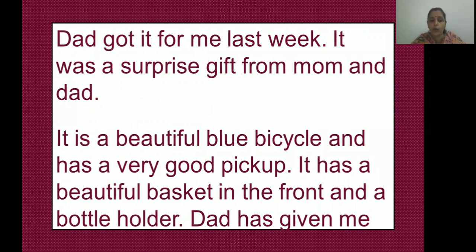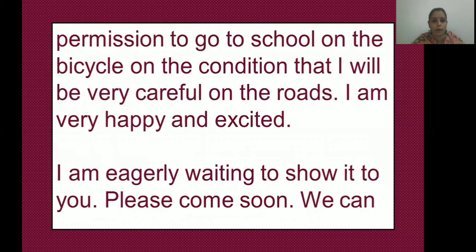After this para, we're going to leave a line and then write the main message. It is a beautiful blue bicycle and has a very good pickup. It has a beautiful basket in the front and a bottle holder. Dad has given me permission to go to school on the bicycle on the condition that I will be very careful on the roads. I'm very happy and excited. Okay, so the first para was an introduction: why are you writing the letter? You want to tell your friend about the bicycle that you got. So that is the reason you're writing the letter.